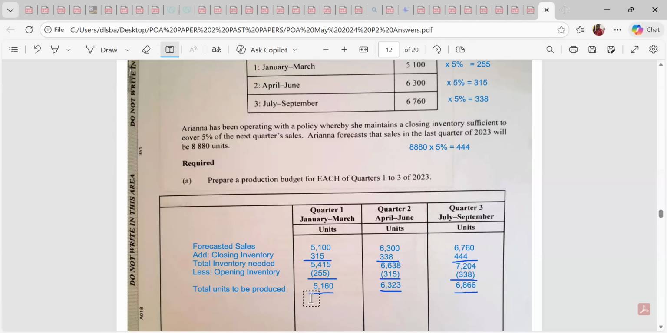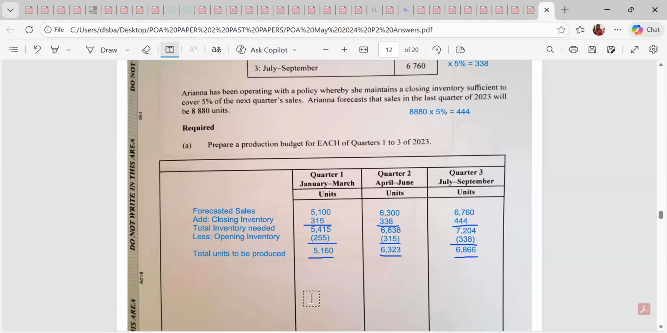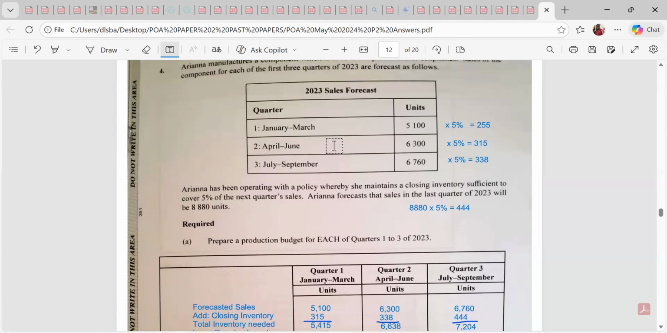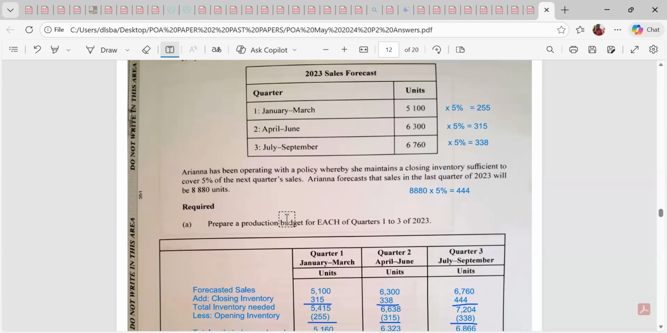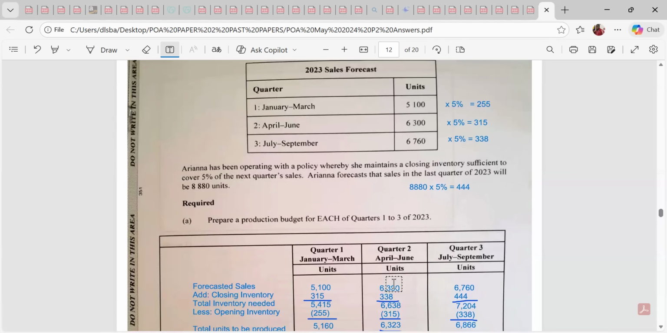How much do I need in all? I need to have 6,300 for my sales, April to June. So forecasted sales are 6,300. I need to have 5% of the next quarter's sales on hand. 5% of 6,760 is 338. So not only do I need 6,300, but I also need 338. So adding the two of them together gives the total inventory I'll need.